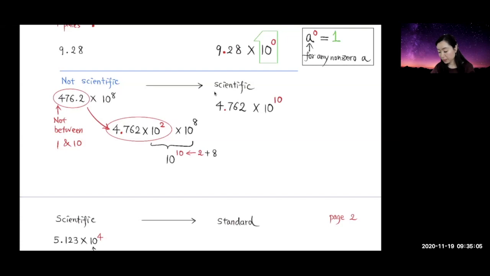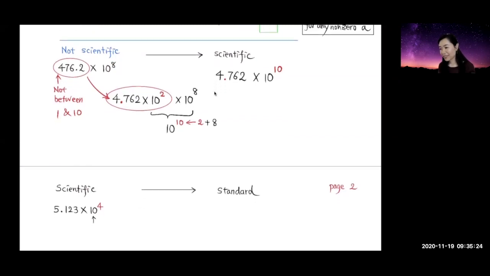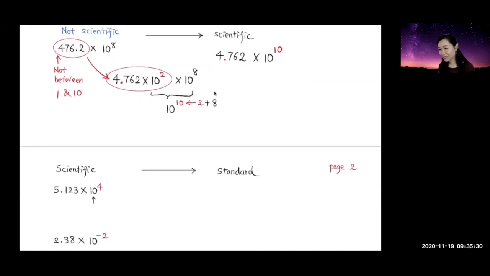Now in the future, you can think about it this way: if I move the decimal point from here to here, I go 2 places to make the number smaller, then I have to increase this exponent by 2, so I get 10. Okay, got it? Any questions? You guys good? Give me a thumbs up if you guys are good.